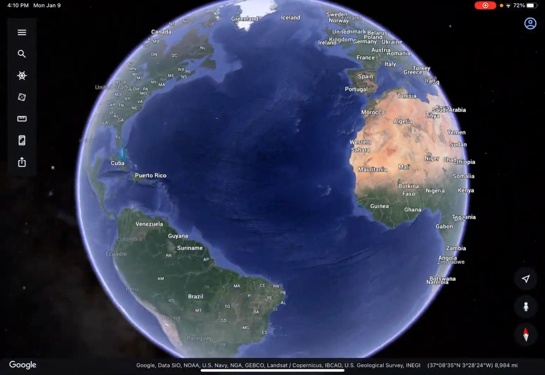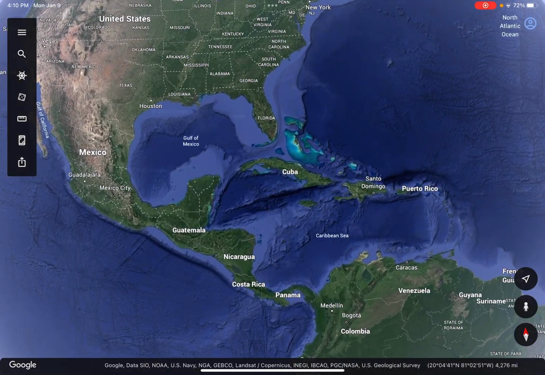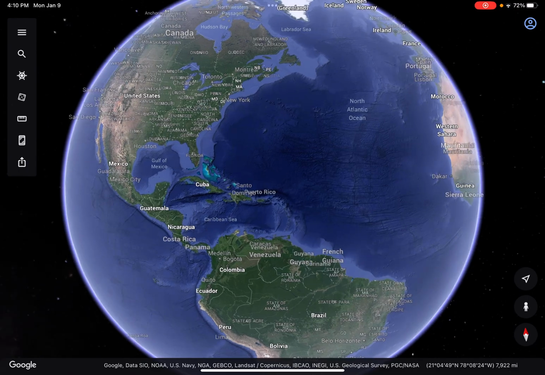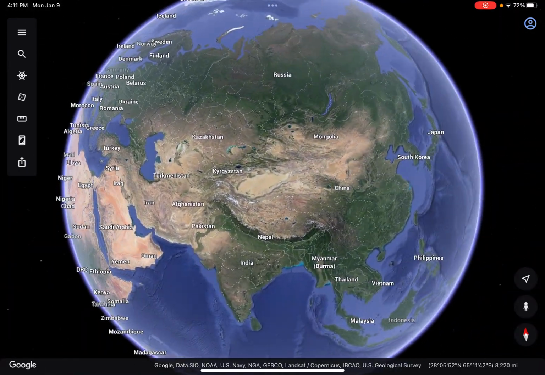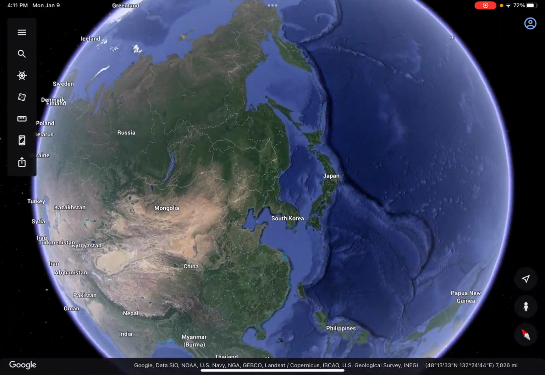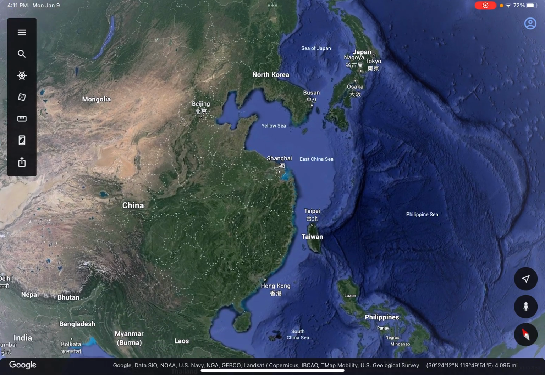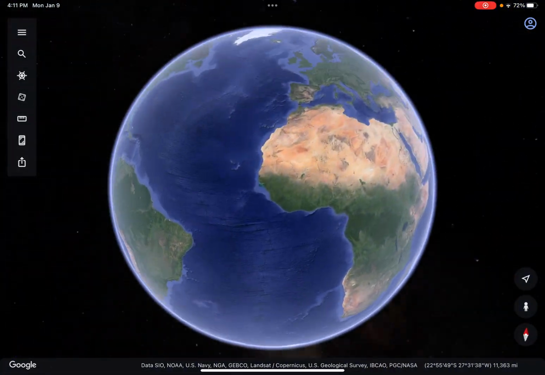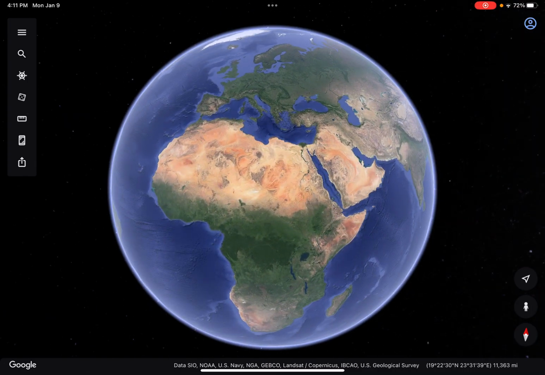Oh, I went too fast. So here's Cuba. You have to know these areas, and they thought they were in this area here. Okay, they were really, really way off.